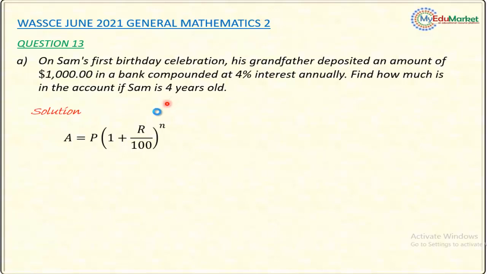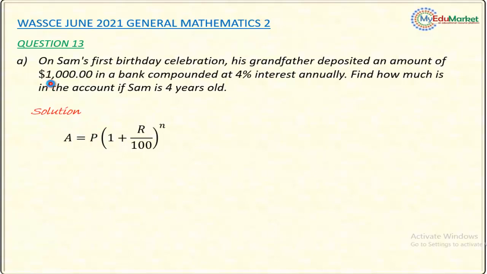So the formula for finding the final amount, if it is compound interest after a number of years, that is N, at rate R, with P the principal, meaning the money deposited initially. This is the formula: A equals P times bracket 1 plus R all over 100, everything raised to the power of N, where N is the number of years, R is the rate, while P is the original money deposited. So we now substitute.